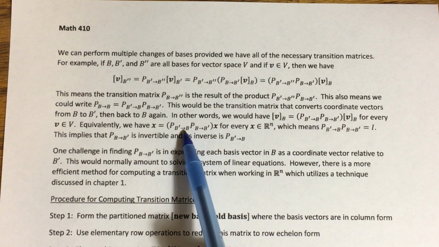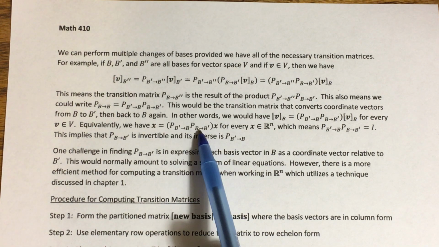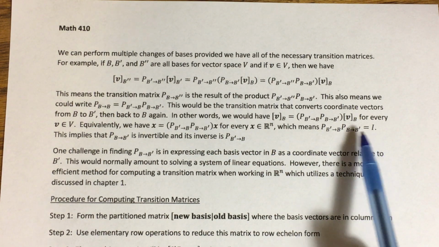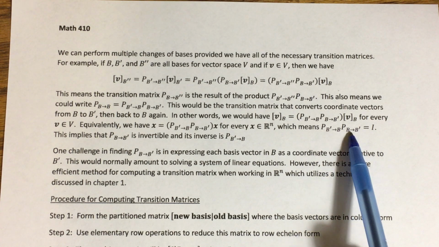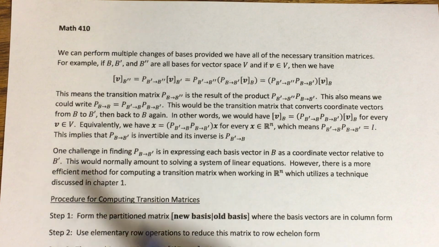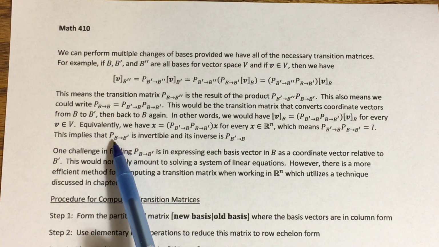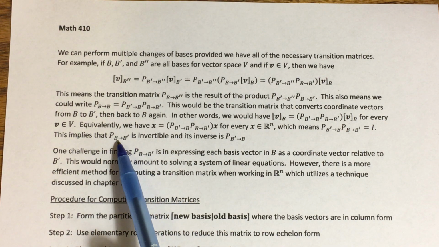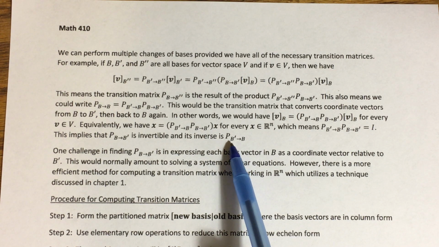So we conclude from that this product is the identity, which means that these two transition matrices are inverses of each other. Again, the transition matrix that takes B into B prime is the inverse of the matrix that takes vectors relative to B prime into B.